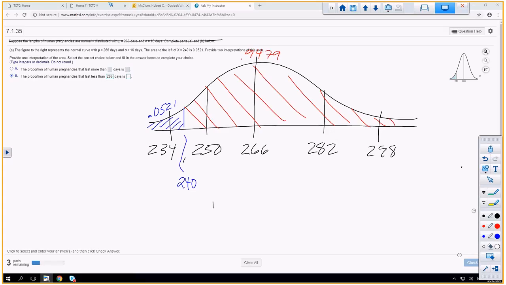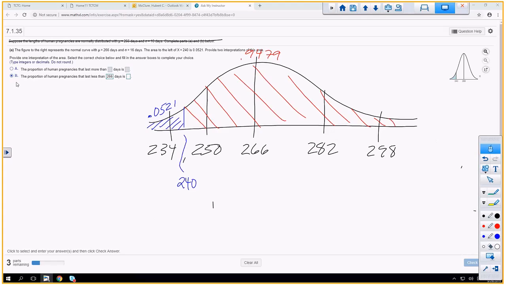The proportion of human pregnancies that last more than 266 days. I think you typed that in there. No, I didn't type that. Somebody else. I'll just say, provide one interpretation of the area. Select the volume. I would say more than 240 days. That's what I would say. Because that's what they're going to ask. If they give you an area, one of the first questions they're going to ask you is, what is the complement?